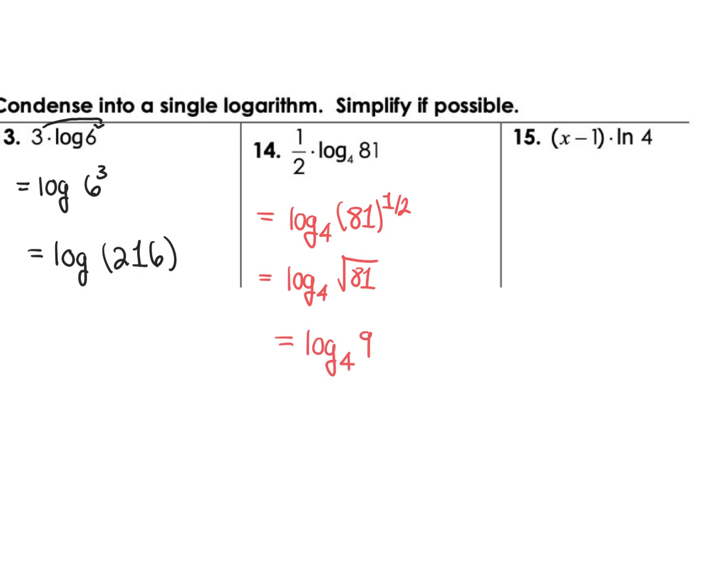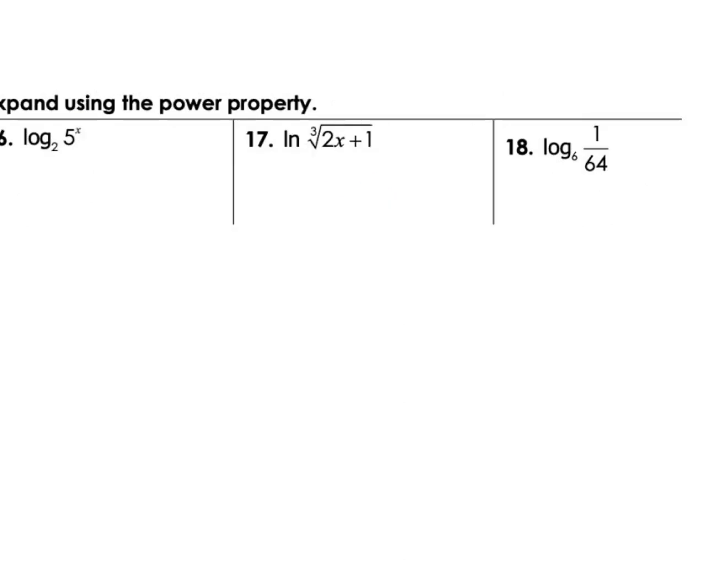Now we have x minus 1 times ln of 4, which will be ln of 4 to the x minus 1 power. Here we have to expand using the power property. So we have log base 2 of 5 to the x. So we will bring x to the outside. It will be x times log base 2 of 5.